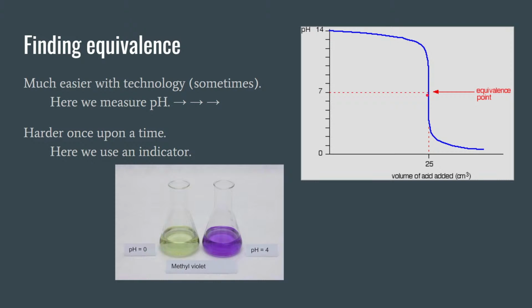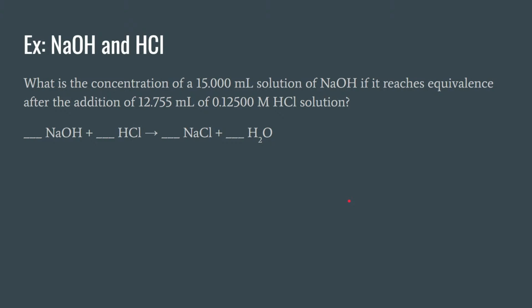But not all acids and bases are strong acids and bases. We'll get into that more later. But here we have sodium hydroxide and hydrochloric acid. What is the concentration of a 15 milliliter solution of sodium hydroxide if it reaches equivalence after the addition of 12.755 mL of a 0.125 molar hydrochloric acid solution?